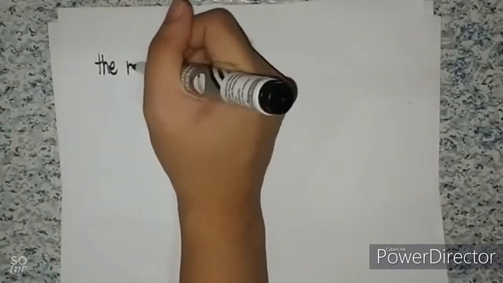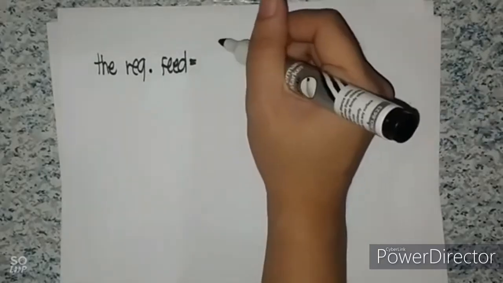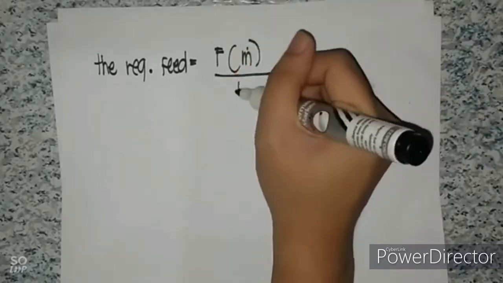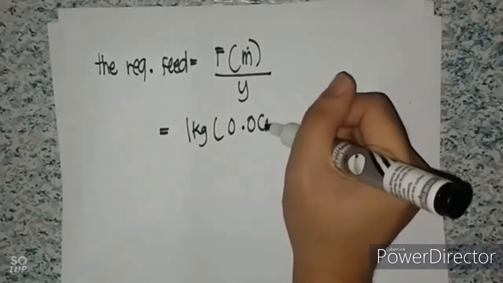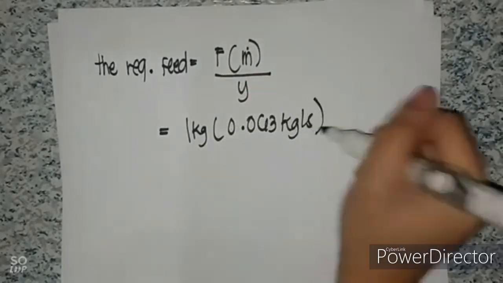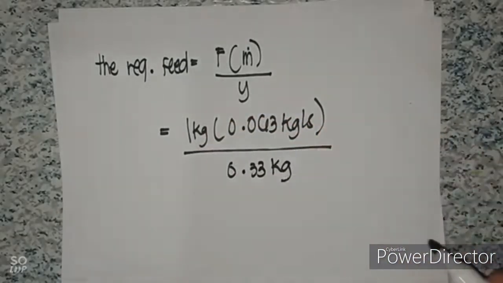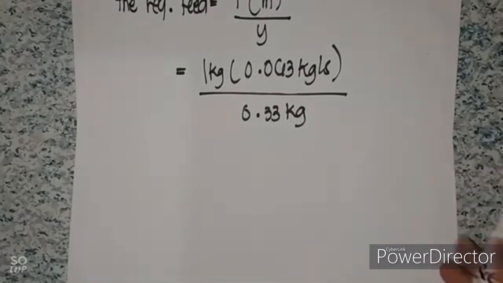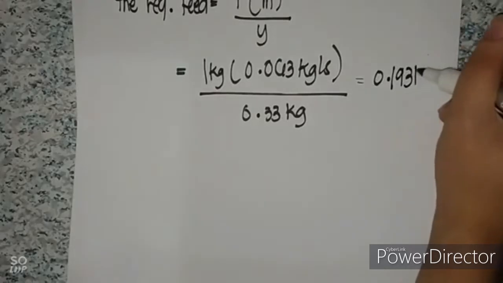Alright, so for the required feed, that would be total feed times the product weight required over the Y. So in our problem, we have 1 kilogram times 0.063 kilogram per second, over the value of y, which is 0.33 kilogram. When we calculate that, we obtain the mass flow rate required in the feed, which is 0.193 kilogram per second.